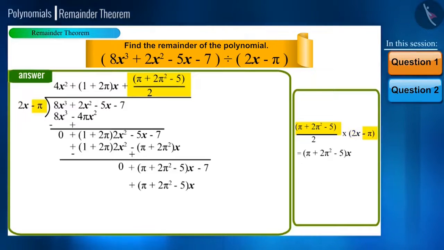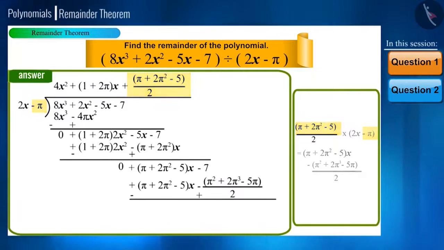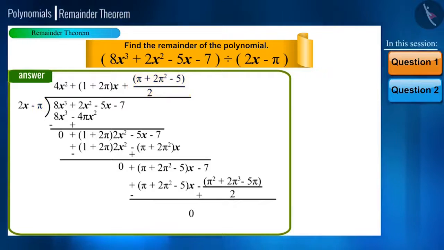On multiplying with minus pi, we will get minus pi squared plus 2 pi cubed minus 5 pi divided by 2. On subtracting, the signs will change and we will get the remainders minus 7 and pi squared plus 2 pi cubed minus 5 pi divided by 2, which together will become pi squared plus 2 pi cubed minus 5 pi divided by 2 minus 7.